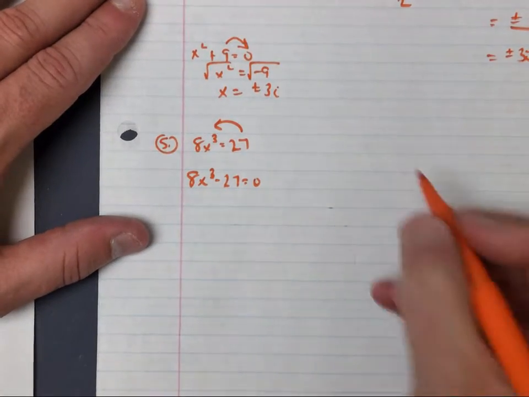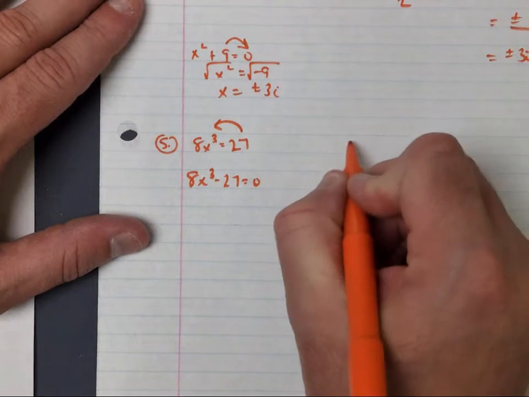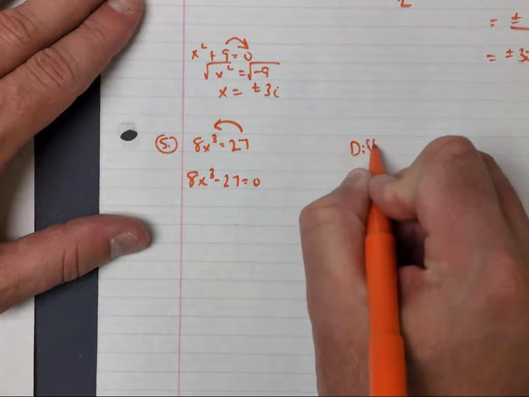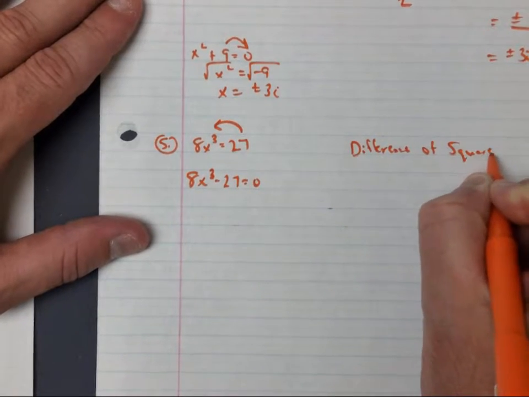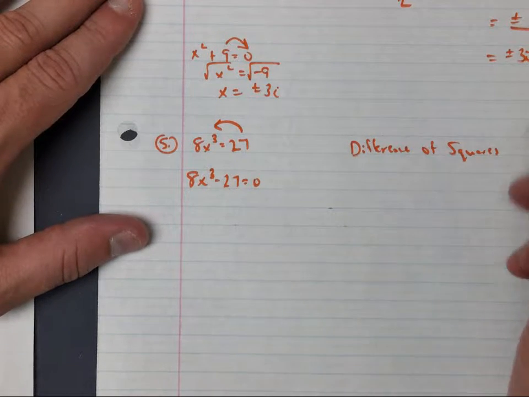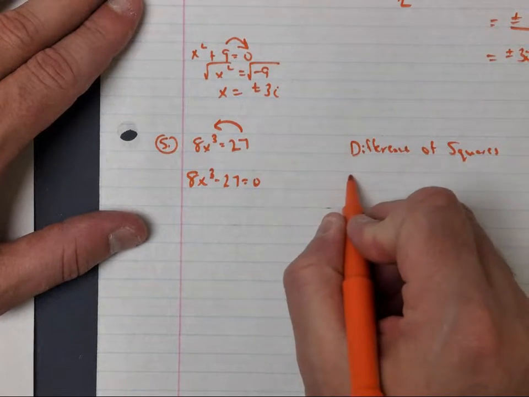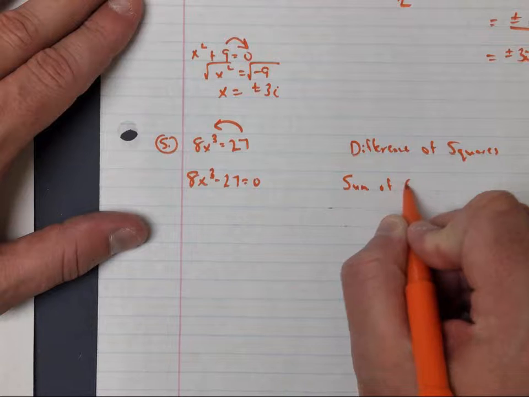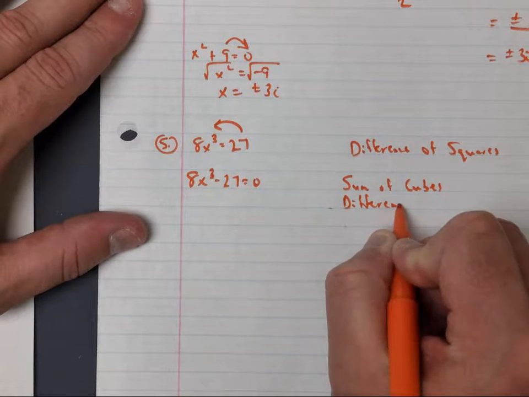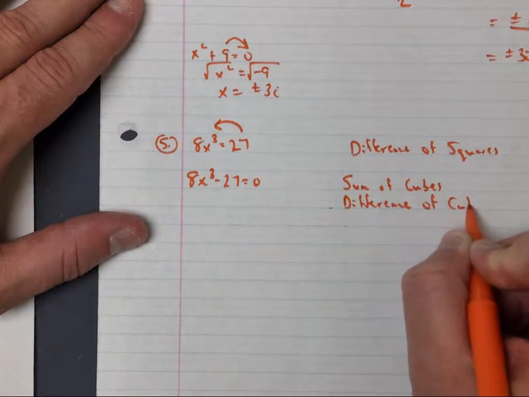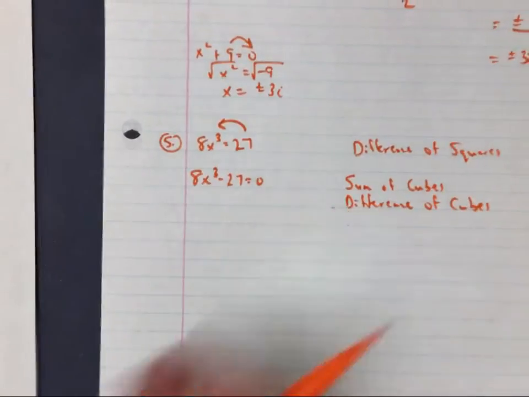Now, we talked about this on Friday. Unlike squares, where you can only have difference of squares, for cubes, because you can have positives and negatives under the radical, you can have sum of cubes and difference of cubes. Okay, this is going to be a difference of cubes.